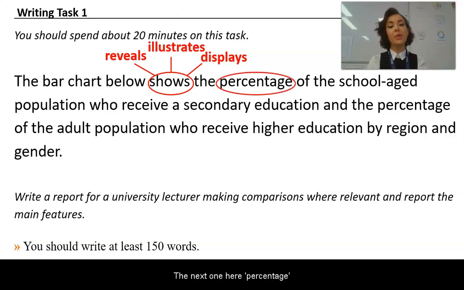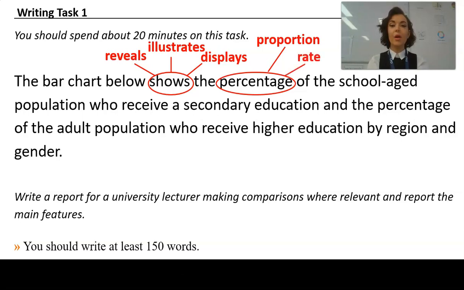The next word here, percentage, we could say proportion. Rate. The word rate is a synonym of percentage. Make sure that you can spell the word percentage because it's a very common word in IELTS, specifically in task 1. So just check your spelling.